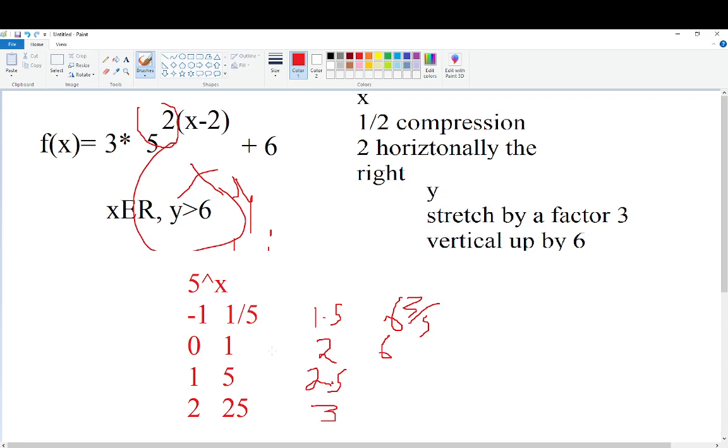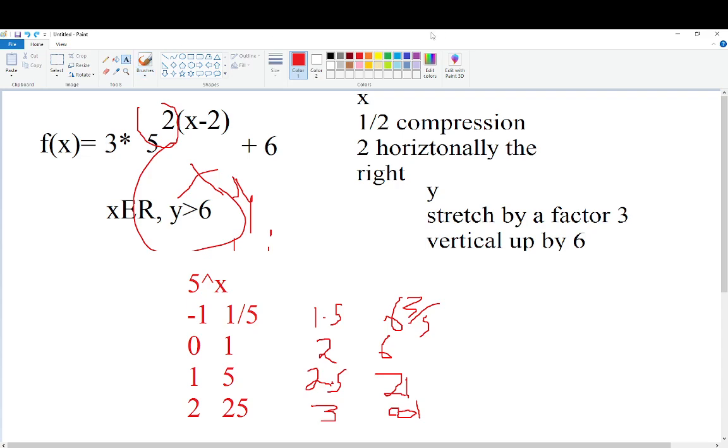So I got 2, 6. And this 1, 5, when I multiply it by 3, I get 15. When I add 6, it's 21. And this last one, when I multiply 25 by 3, I get 75. And when I add 6, it's 81. So these are the 3 points on this graph.